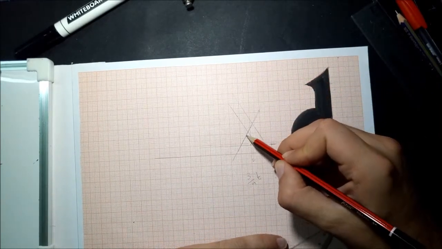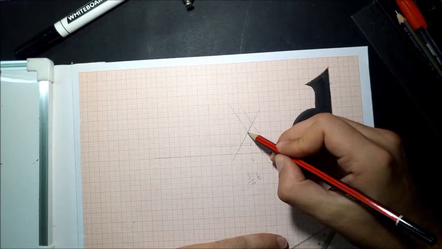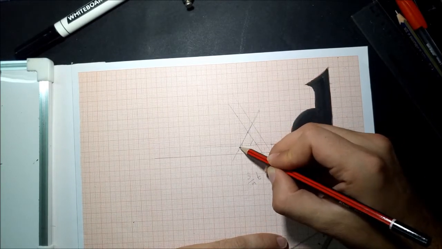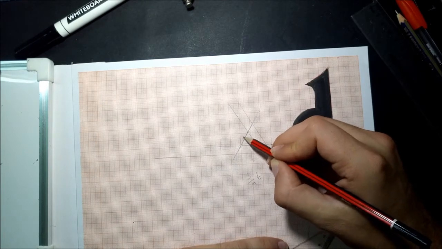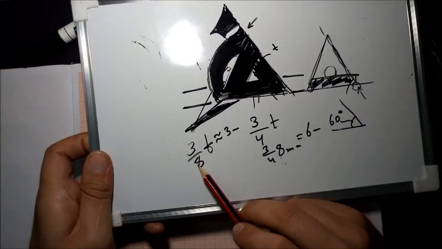Now, as we said, we've got this triangle right here. Between this point and this point, we are going to raise 3 millimeters, which is, as we discussed, 3/8 T.